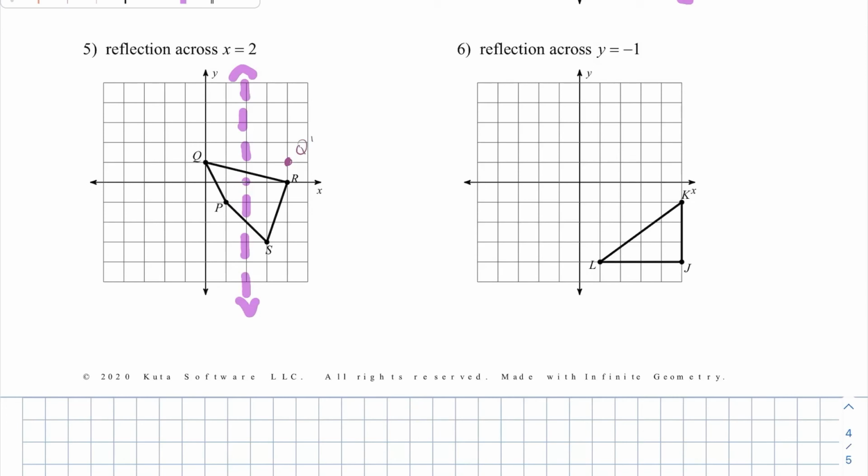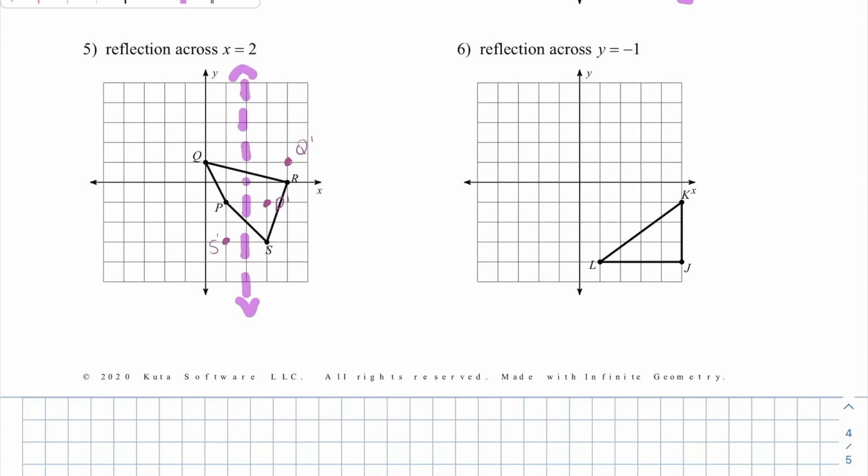Let's go to point P. P, we have to move 1 unit to the right, so we will go on the other side of the line 1 unit to the right. This will give us our new point P, P prime. Let's go to S. Now S is on the right side of the line, so to get to the line we have to move 1 unit to the left. So we will continue on the other side of the line 1 unit to the left. The key is that every side of the line that your point is on, you go on the opposite side of that line.